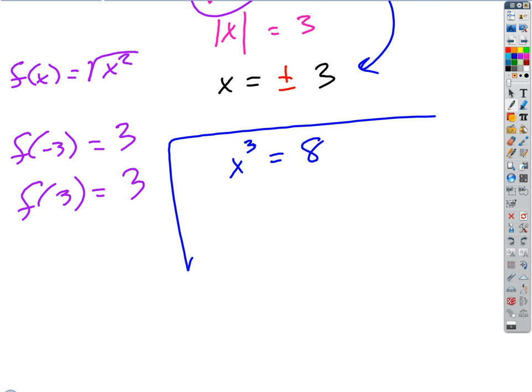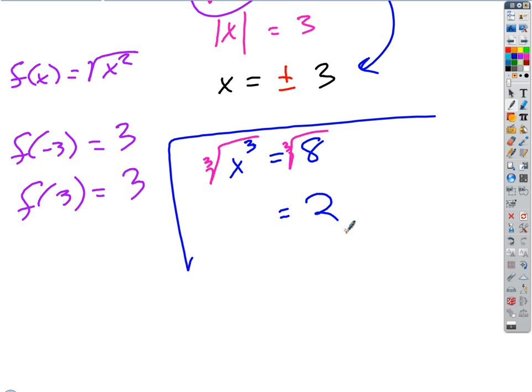What do I do in this case? I cube root both sides. So if I cube root both sides, what's the cube root of 8? 2. What's the cube root of x cubed? It's just x.